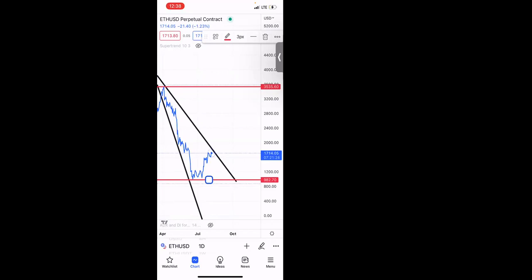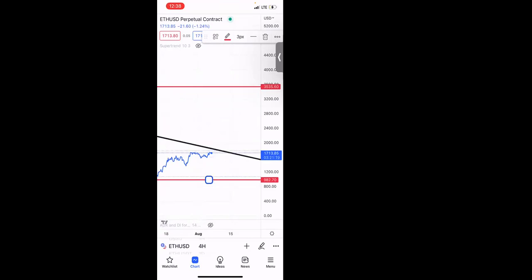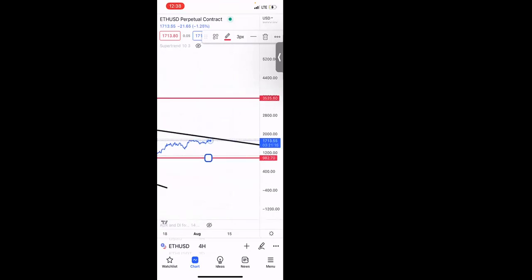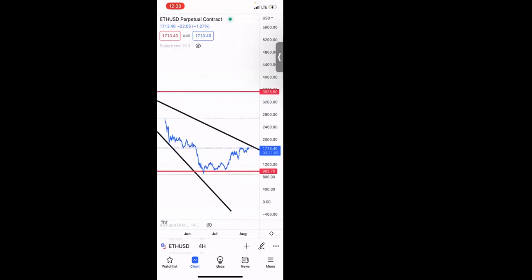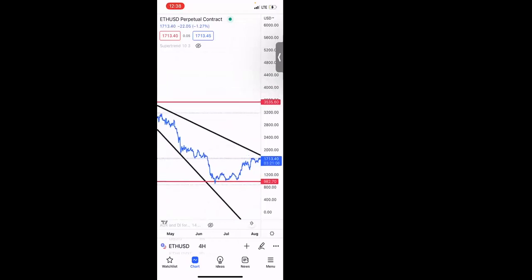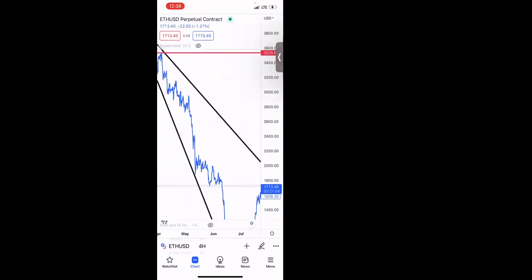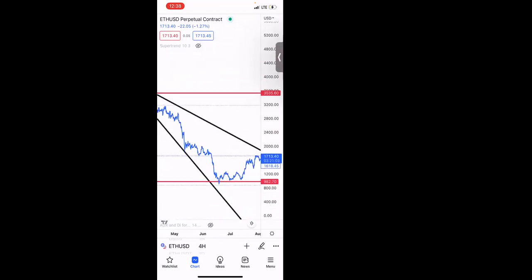Okay. Now I go from my daily straight into my 4 hour. As you see in the 4 hour, what happens in a smaller time frame? I need to adjust to what I'm exactly going to be looking at. And now this is where it gets fun. It gets fun right here.